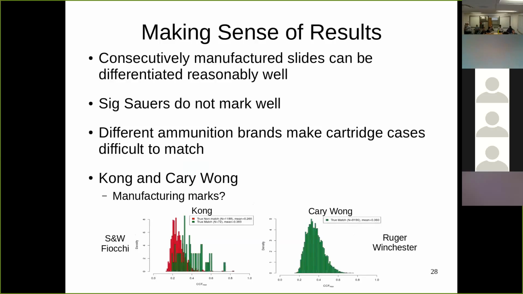So just to summarize what I've said so far, we found that we could differentiate consecutively manufactured pistol slides pretty well. We know that 6 hours don't mark well, and different ammunition brands make it difficult to match cartridge cases, and we did see this especially for the Dekinder data set. There are some studies that have very poor results and we're not really sure why, in particular Kong and Kerry Wong. So if anybody in the audience has any ideas, I would appreciate them.